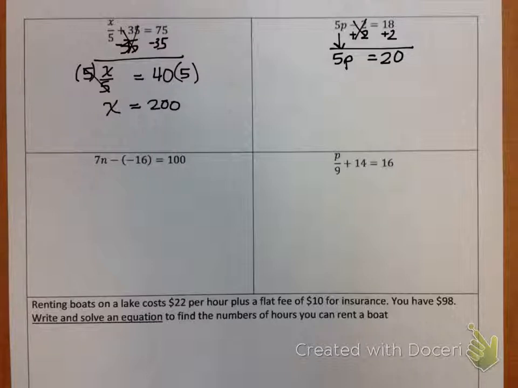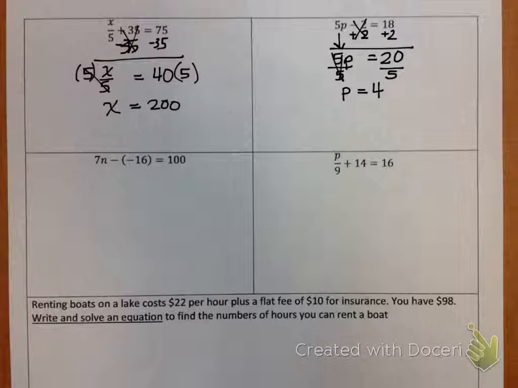I know that it's being multiplied, so the inverse operation is division. Divide by 5 on the left, divide by 5 on the right. These cancel each other out. I'm left with p equals positive 4.